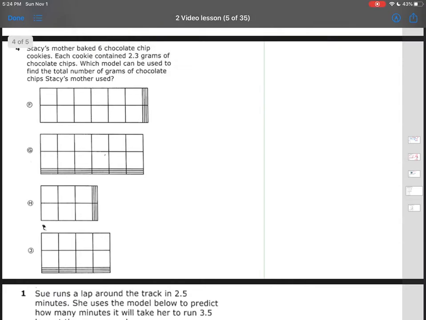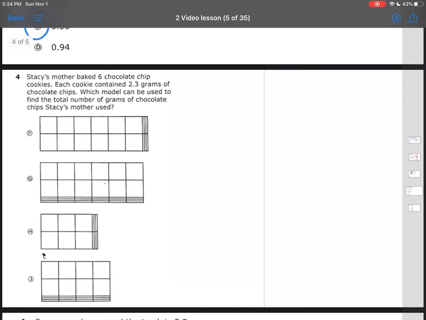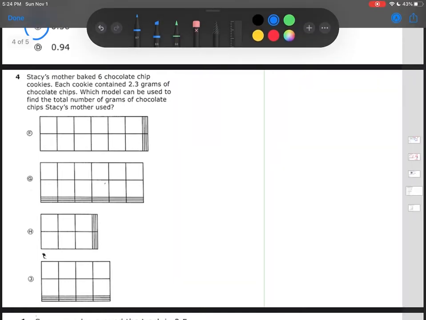Let's get to the next question. All right, so number 4. Number 4, we've got our problem, but we are wanting to find the model that represents the problem, right? So number 4 says that Stacy's mother baked 6 chocolate chip cookies. Each cookie contained 2 and 3/10 grams of chocolate chips. Which model can be used to find the total number of grams of chocolate chips Stacy's mother used?